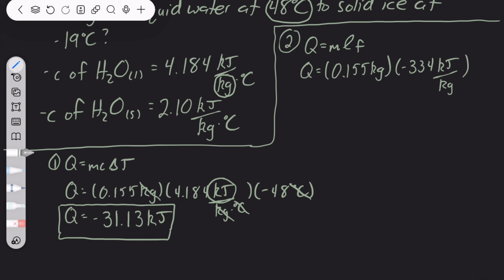So in order for 1 kilogram to freeze, it needs to lose 334 kilojoules of heat. So that's why we have a negative value for our latent heat of fusion. So we can go ahead and plug that in. So we have 0.155 multiplied by negative 334, and we get a Q of negative 51.77 kilojoules. Again, because our kilograms are canceled out, we end up with kilojoules as our unit.